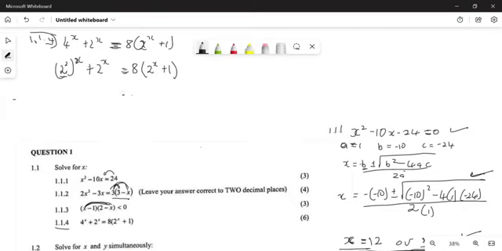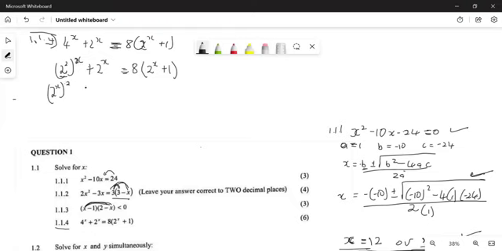Plus 1, okay. I made a mistake. I can write 2 to the power of 2x, you see that? I can write it as 2 to the power of x in brackets, again, close bracket, to the power of 2.